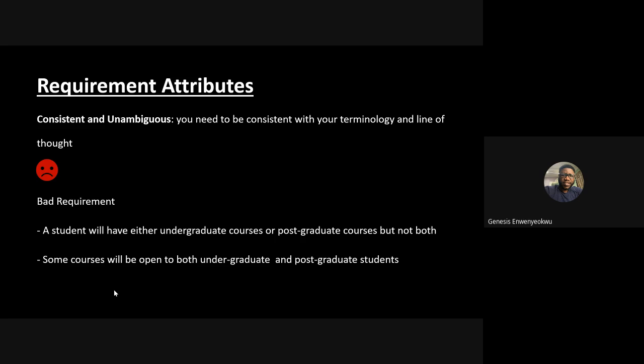In the sense that you've said before that a student can have either undergraduate or postgraduate courses, and now you're saying that some courses will be available to both undergraduate and postgraduate students. So you're creating confusion and ambiguity. So we need to ensure that as you review your requirements that you have written, there's no form of ambiguity or confusion that you have created in the course of writing your requirements.